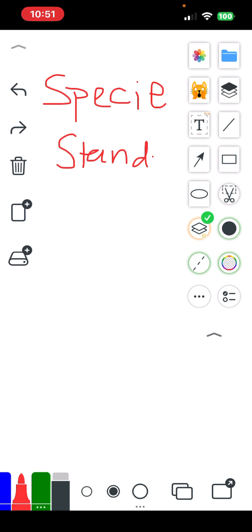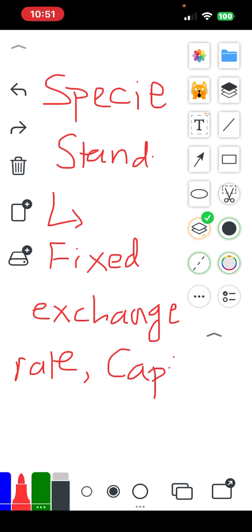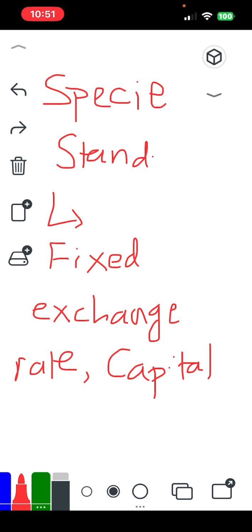When it comes to your specie standard, they do have a fixed exchange rate. And on top of the fixed exchange rate, you also have capital mobility. All right, so that is your specie standard.